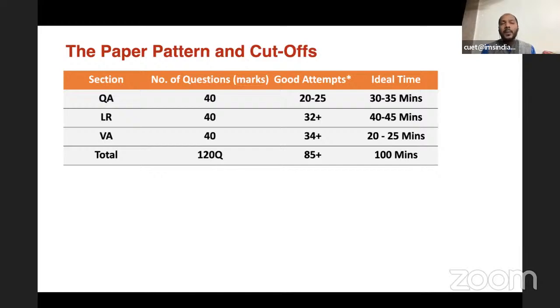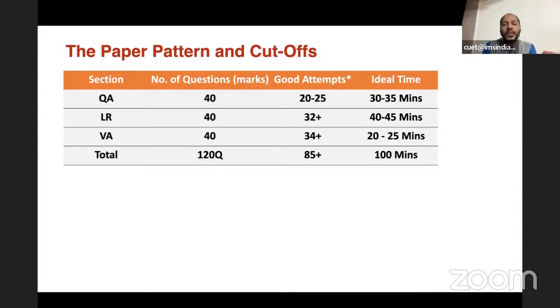Generally, in the paper, these sections appear in this same order. However, as per last year, there were no restrictions in the movement of the paper. So you can choose which section to attempt first, which section to attempt later. For these 120 questions, you only have 100 minutes. So you have only 50 seconds per question.